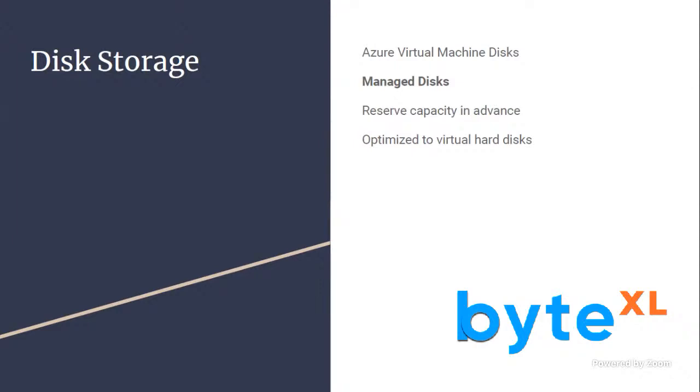So when to use this one? When you want to lift and shift applications that use native file system APIs to read and write data to a persistent disk, this could be used. Or also when you want to store data that does not need to be accessed from outside the virtual machine to which the disk is attached. In such cases, you can make use of this disk storage.